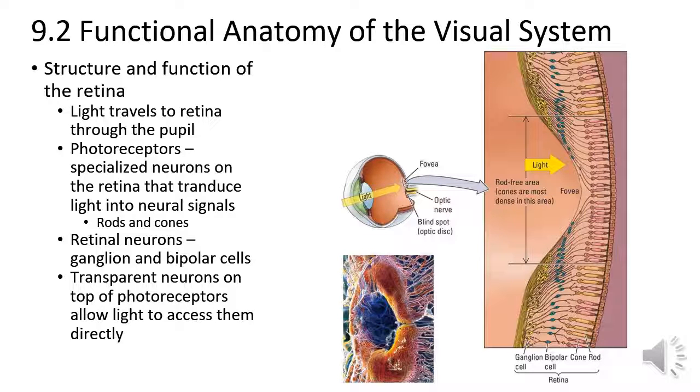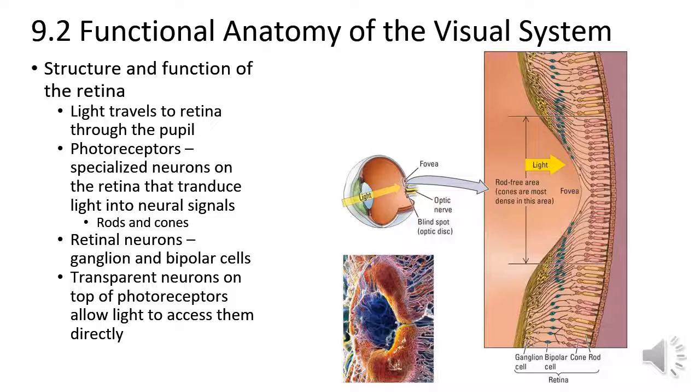So the retina, light travels to the retina through the pupil. Again, photoreceptors are the specialized neurons in the retina that transduce the light into neural signals. And this is the rods and the cones that you probably remember. The rods are there in the center, these little pink guys, and the cones are these yellow guys.